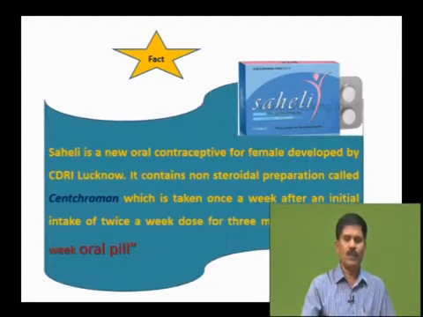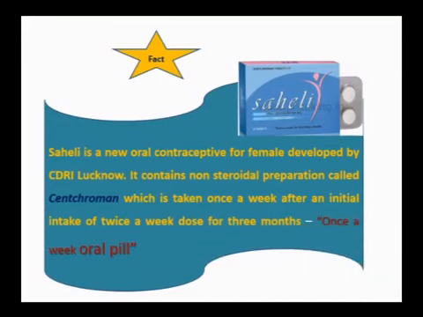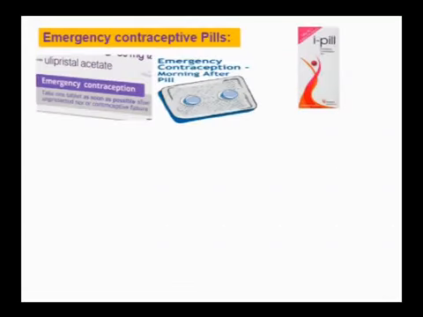Saheli is a new oral contraceptive for females developed by CDRI Lucknow, Central Drug Research Institute, Lucknow. It contains a non-steroidal preparation, which is taken once a week after an initial intake of twice a week dose for 3 months. That is why we call it a once a week oral pill.